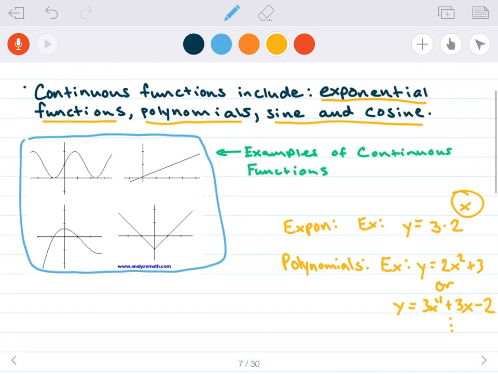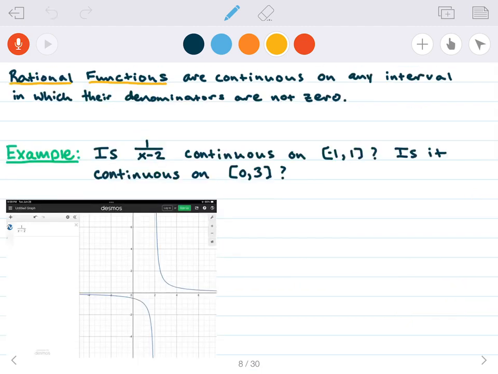And then we have sine and cosine functions, which are kind of wave shaped. Like this graph right here in the top left corner, that looks like a sine or cosine function because it's periodic, it's wavy. All of these are examples of functions that are continuous. And these are going to be special functions that we use when evaluating limits. That's why we're talking about continuous functions first. All right, so rational functions are continuous anywhere except where their denominators are 0.